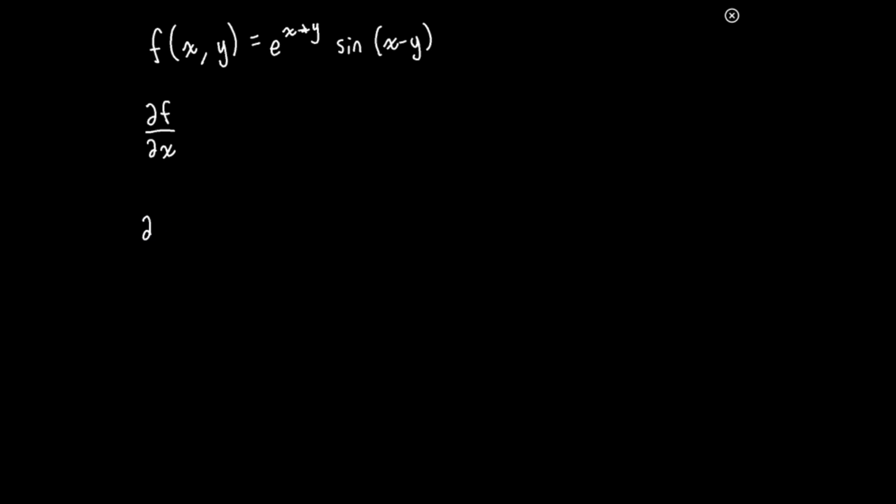This time, let's do another f of xy. So f of x, y equals e to the x plus y times sine of x minus y. All right, so we already know that we're going to have to find the partial derivative of f with respect to x and the partial derivative of f with respect to y.